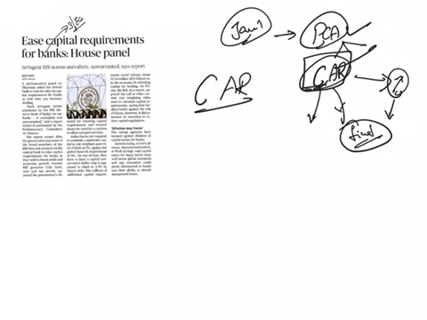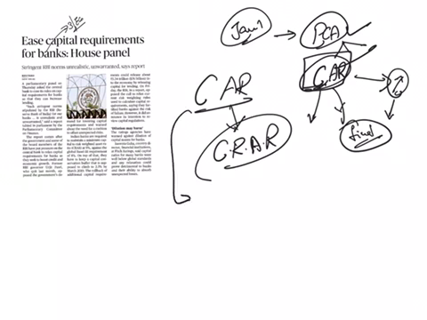Capital adequacy ratio is also known as the capital to risk weighted assets ratio. So what is the use of this ratio? This ratio will measure a bank's financial strength. How will it measure? Based on 2 parameters. One is capital and the other one is assets.